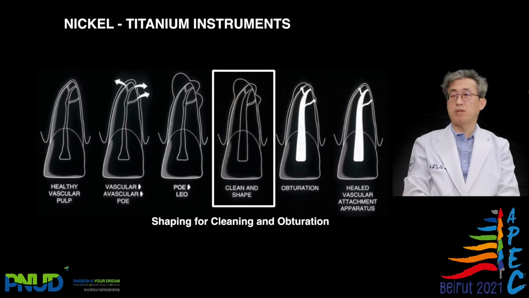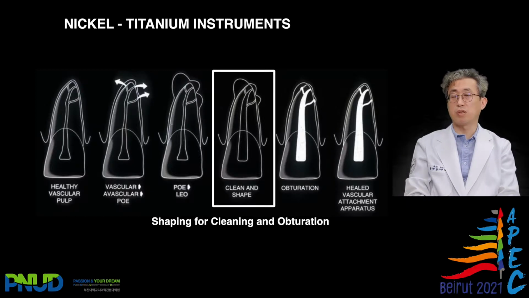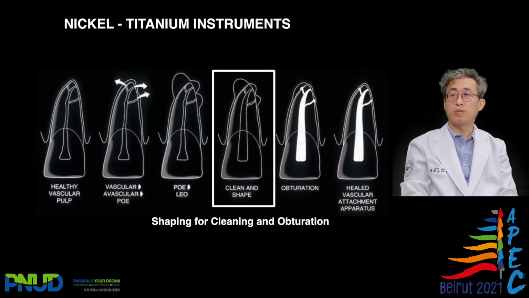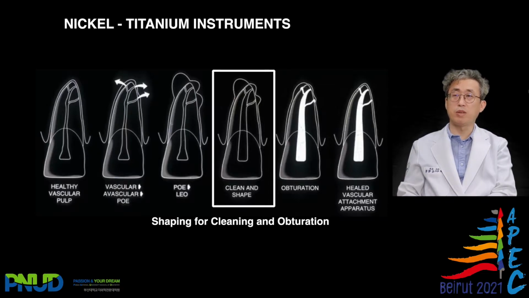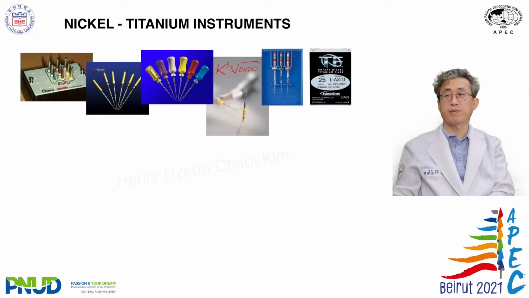Okay, let me start the main contents. This figure, we are very familiar with from the textbook. It explains the basic principle of root canal treatment, and as you know, cleaning and shaping is the main part of root canal treatment. To make a proper lumen for cleaning and obturation at the final step, we have to use the instrument, the files.